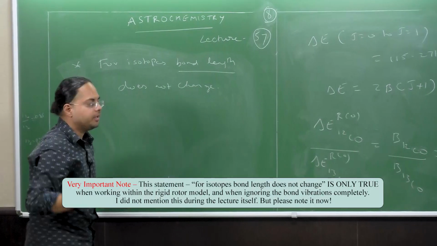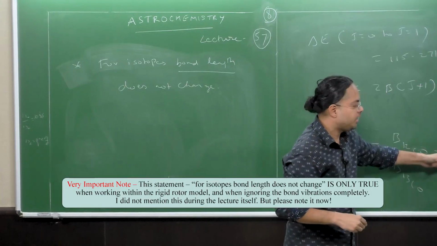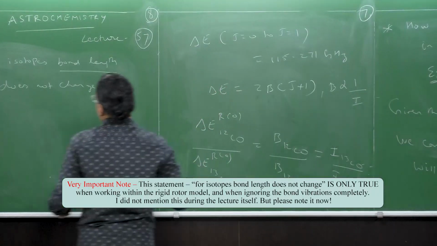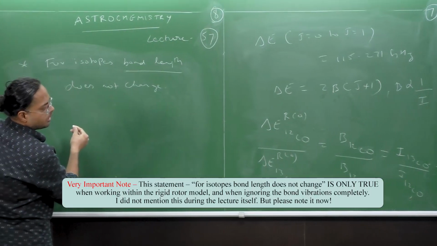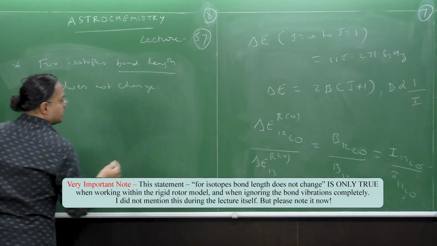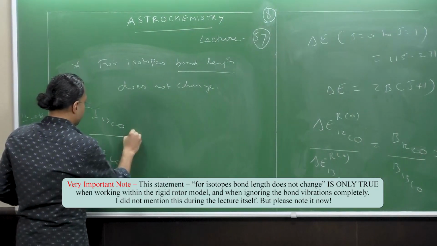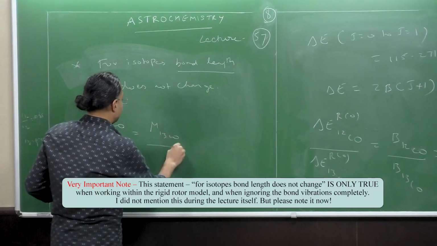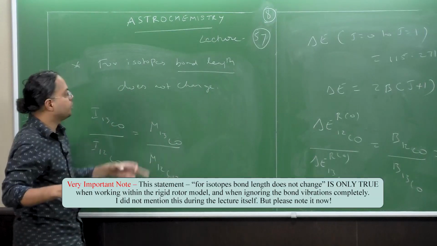In other words, what happens is that your moments of inertia, I13CO by I12CO, can be written as the reduced mass of 13 carbon monoxide divided by the reduced mass of the 12 isotope, because R is going to be the same.